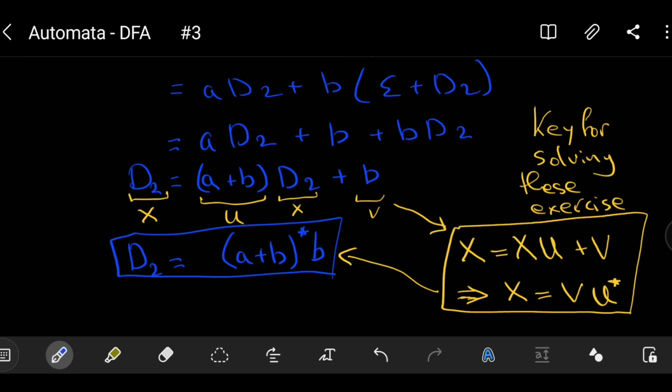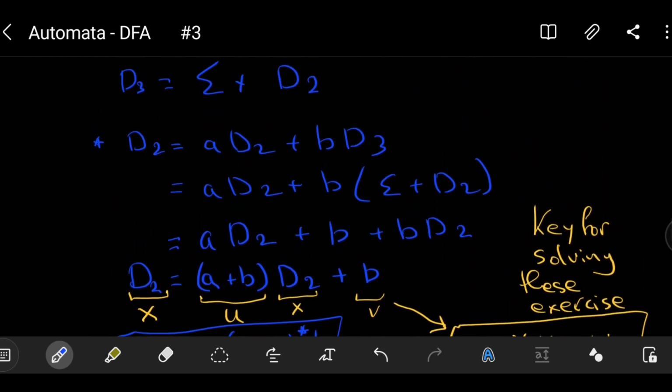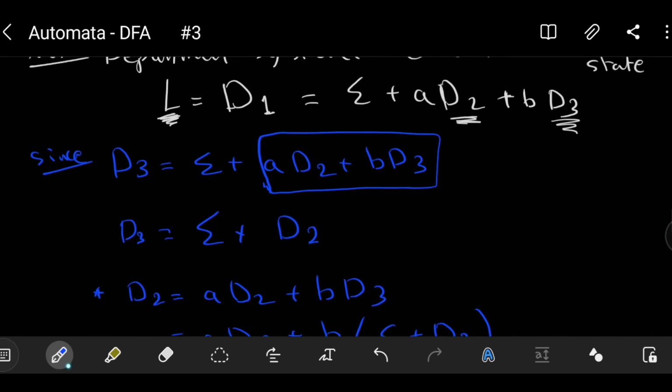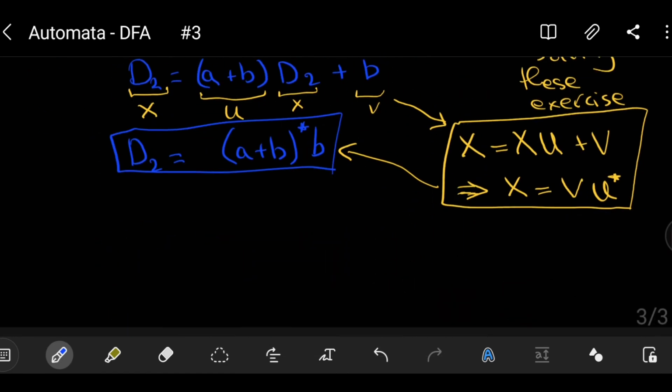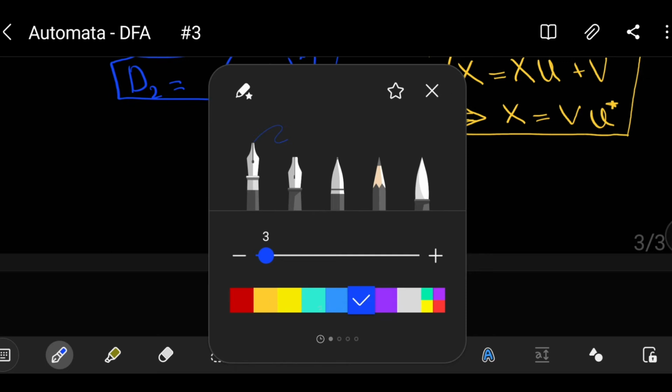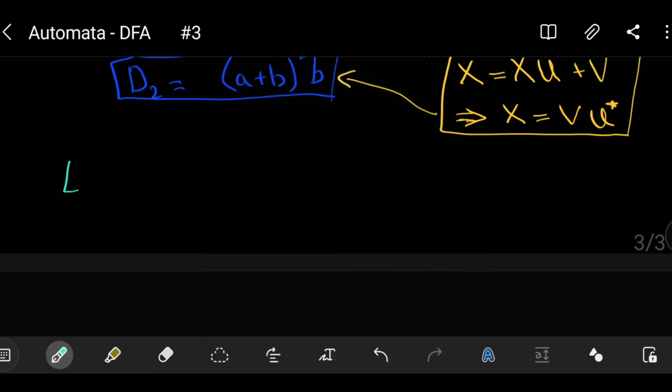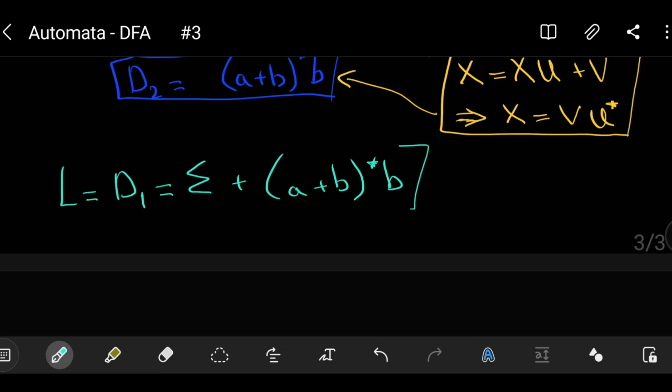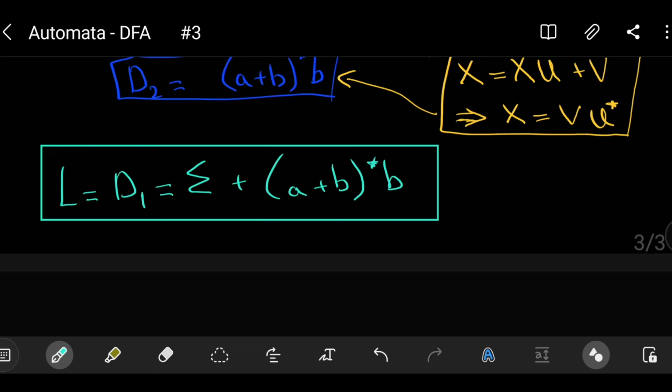This is the D2. Okay, now we want to replace it with L1 because we have taken this and we have got this, and we need to replace them all in the final solution, which is L1, or sorry, L equal to D1 equal to epsilon plus A plus B star into B. Okay, this is the solution of the first department system.